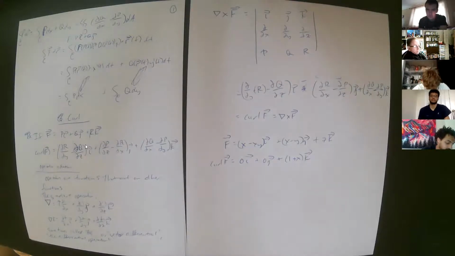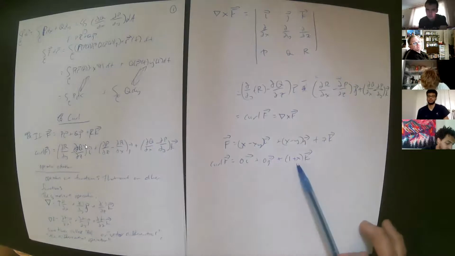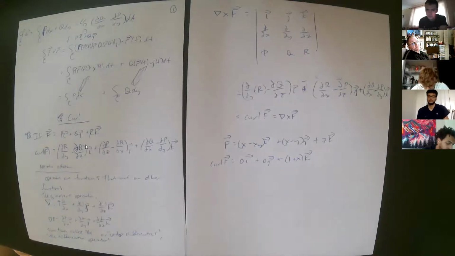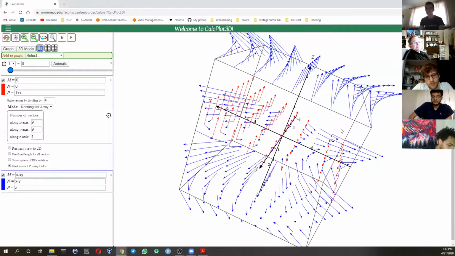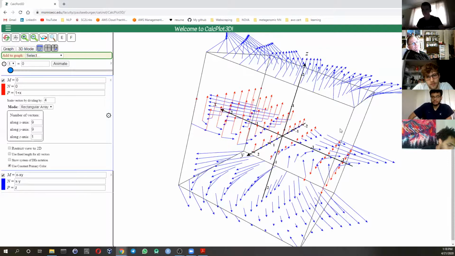Okay, so I'll check if this is correct. I think that's fine. So let's draw the curl. Okay, so this is the curl: 0i plus 0j plus (1 plus x)k. Okay, and this is exactly what I was expecting.